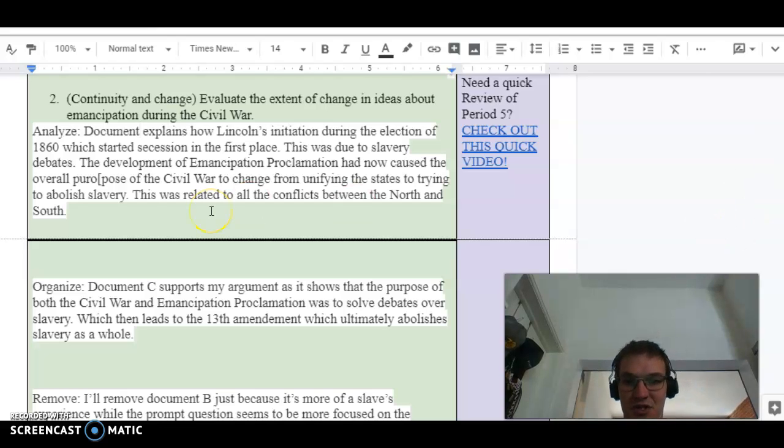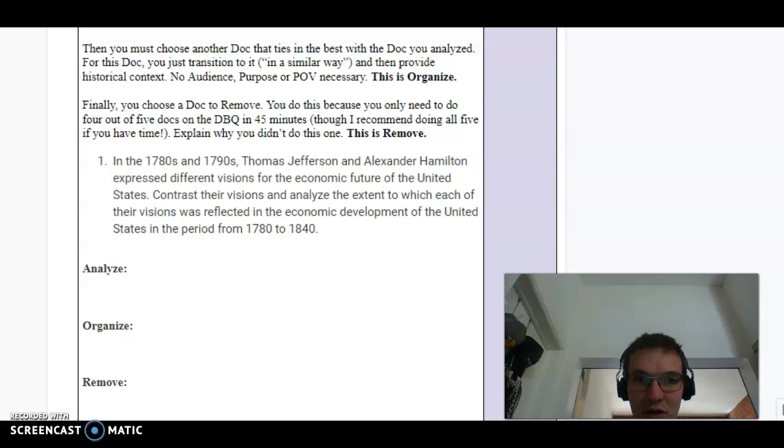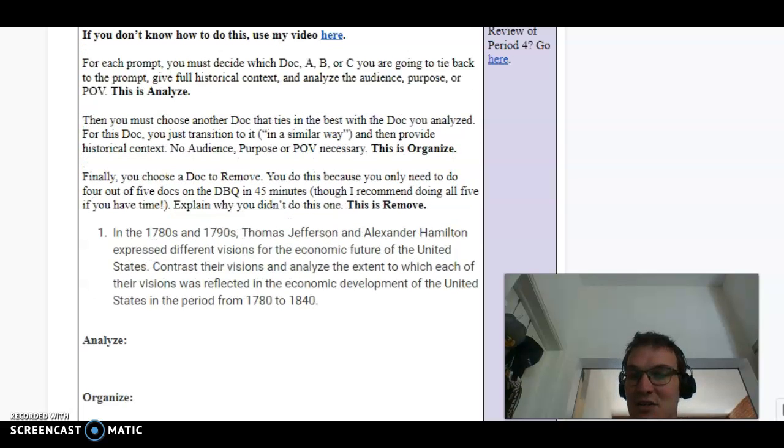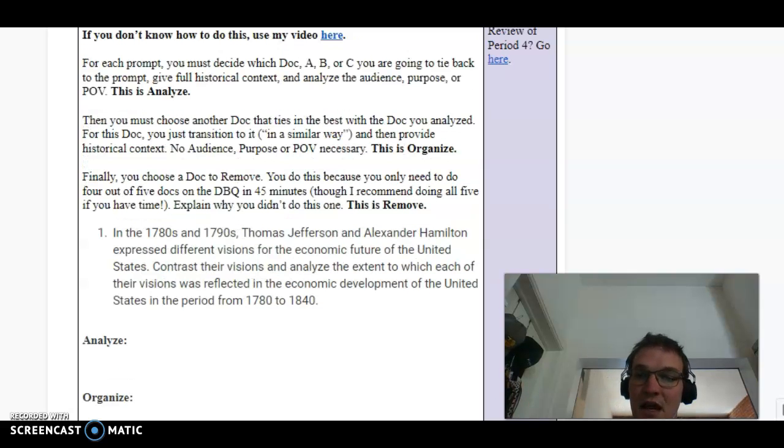So just to wrap this up, if we actually look at what I'm asking you guys to do, in the analyze section, you have to add outside information. Okay? In the organized section, you're going to transition to it. Okay? Historical context, you still have to have outside information. You don't have to do audience, purpose, point of view, but you have to transition. And then finally, the remove, we're doing pretty well with this. This is pretty straightforward. Okay? You just have to explain why you're not doing it.